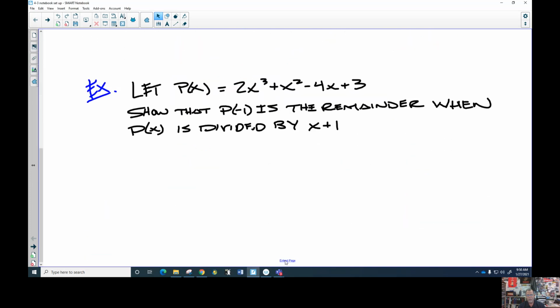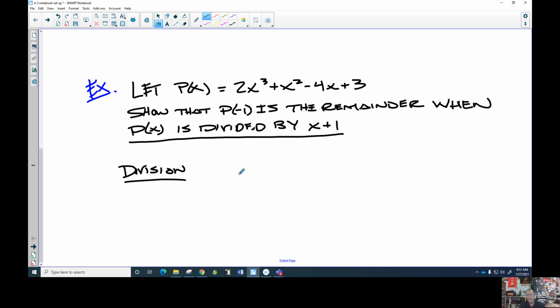All right, this is a problem that we could work on that relates to the remainder theorem, shows or demonstrates it. It says let p of x, the polynomial, be 2x cubed plus x squared minus 4x plus 3. Show that p of negative 1 is the remainder when p of x is divided by x plus 1. So what are we doing here? Well, let's look at what it's asking us to do. It wants us to divide p of x by x plus 1. So let's do that division first.